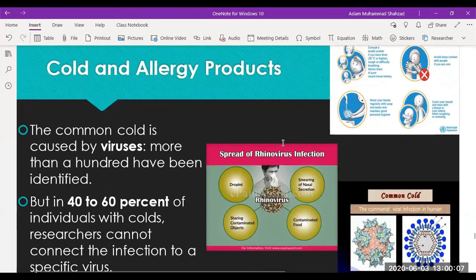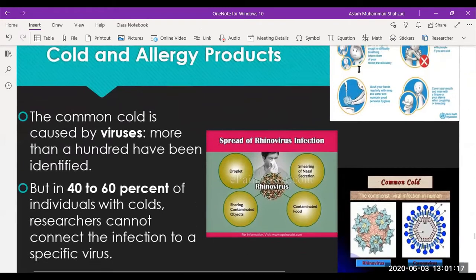And then the other cold and allergic products for the treatment of common cold. There are actually no products that can be used for the treatment of viral infection, especially the cold, because antihistamines are products used for the treatment of cold and cough or allergy. They cannot be treated with the available products. And we know that common cold can be caused by viruses like rhinovirus or coronavirus.